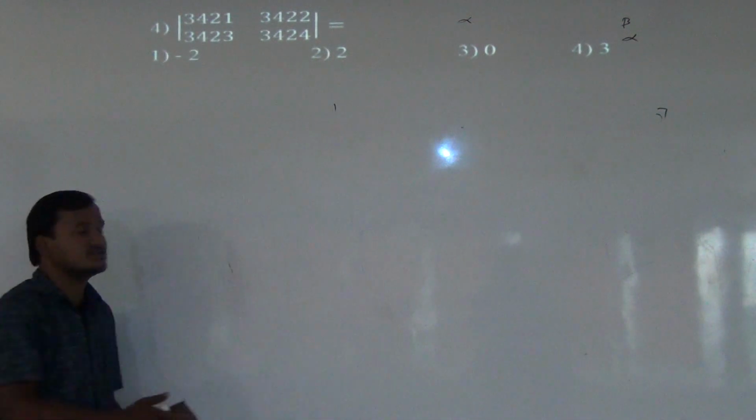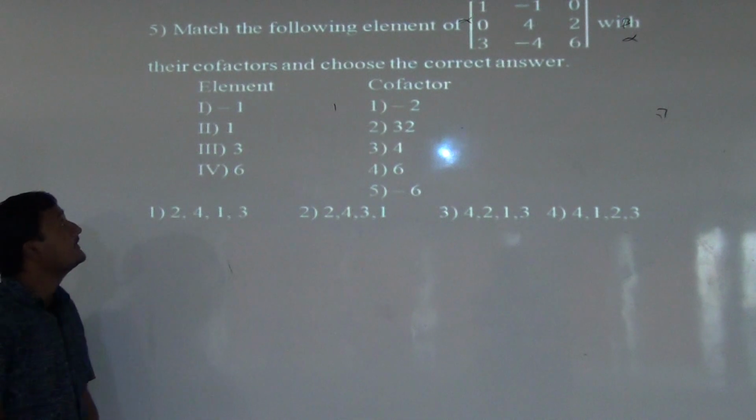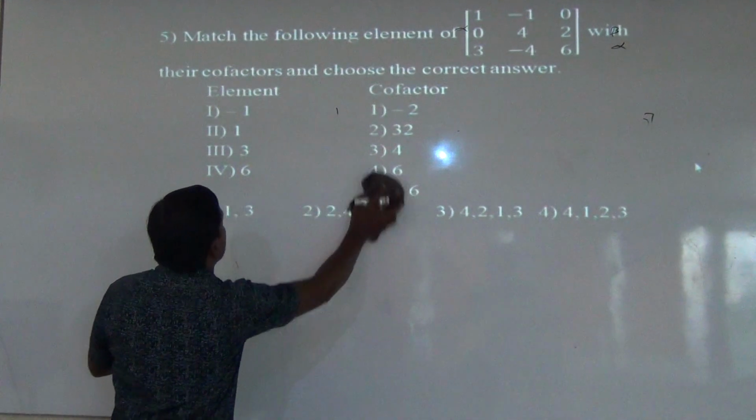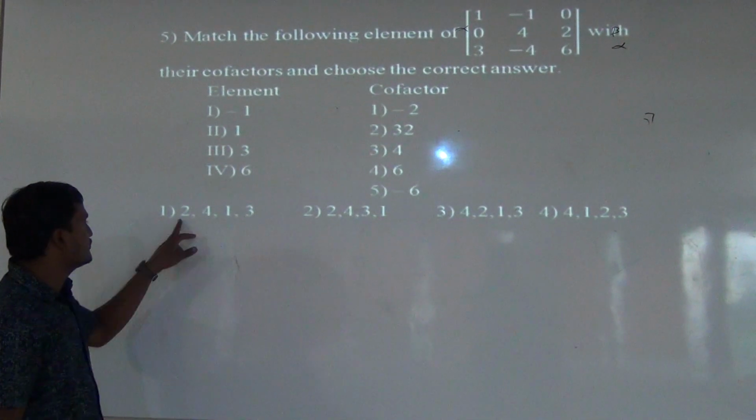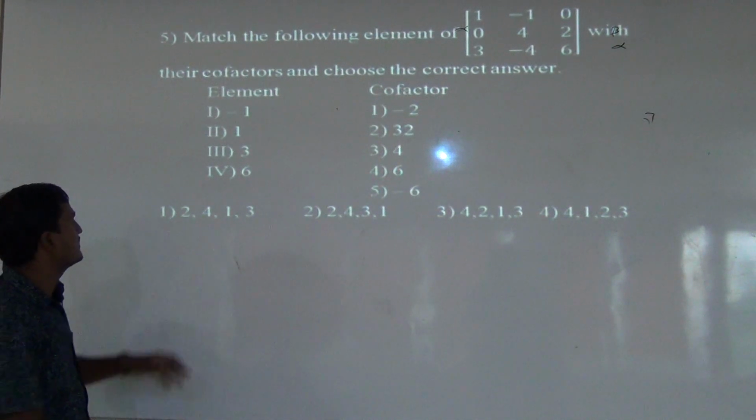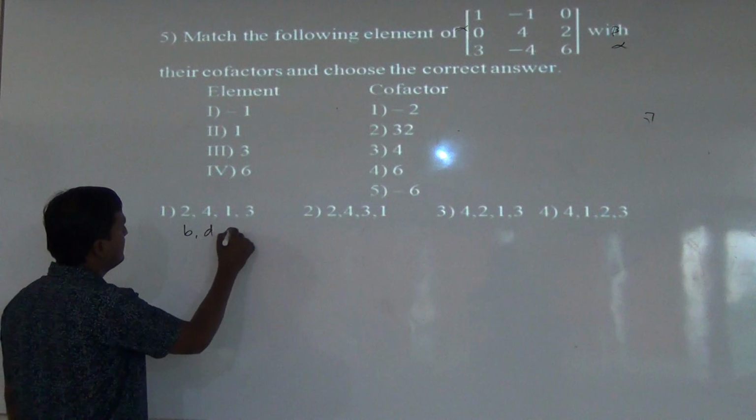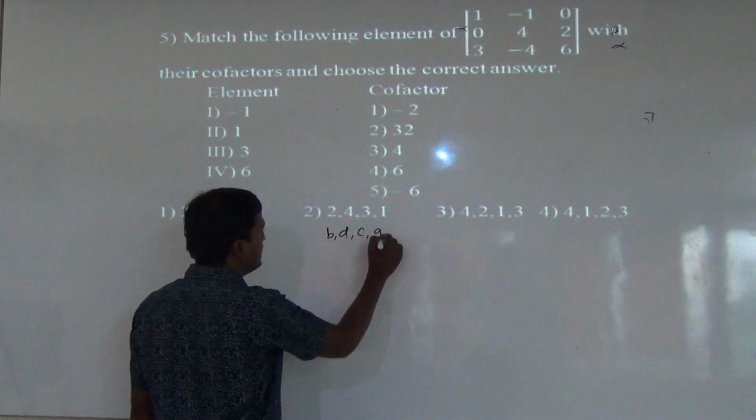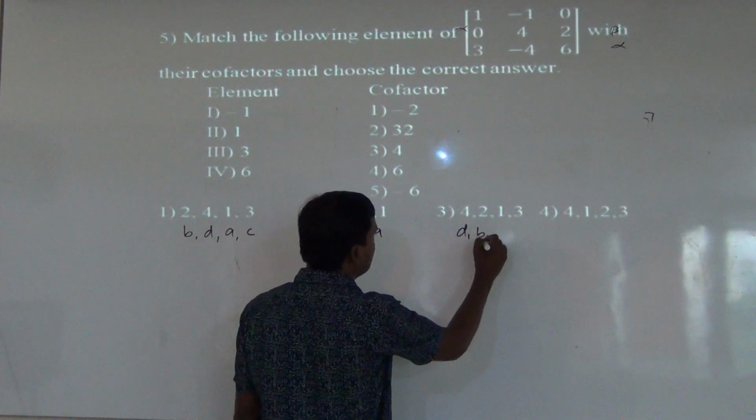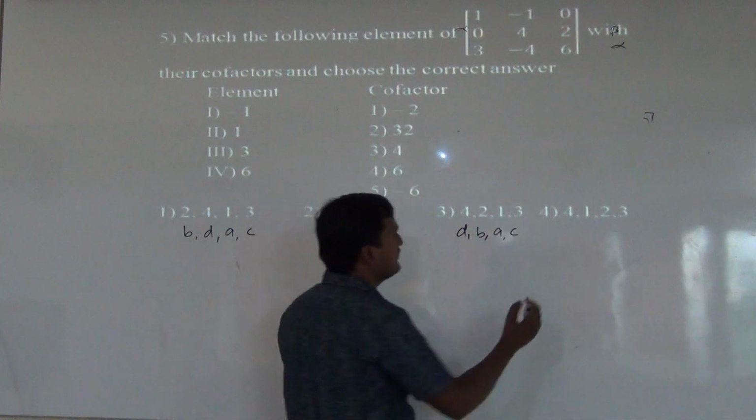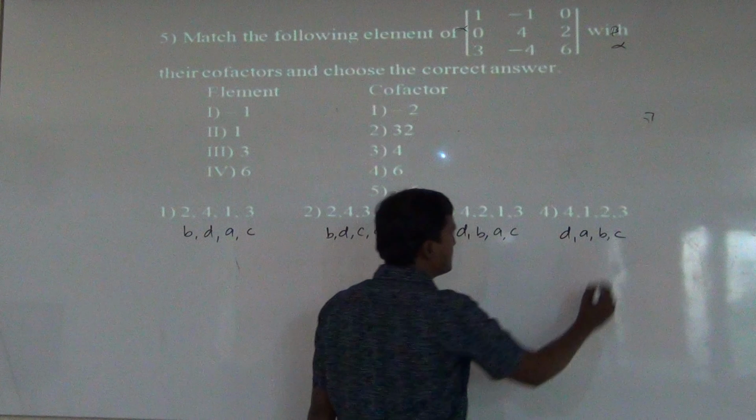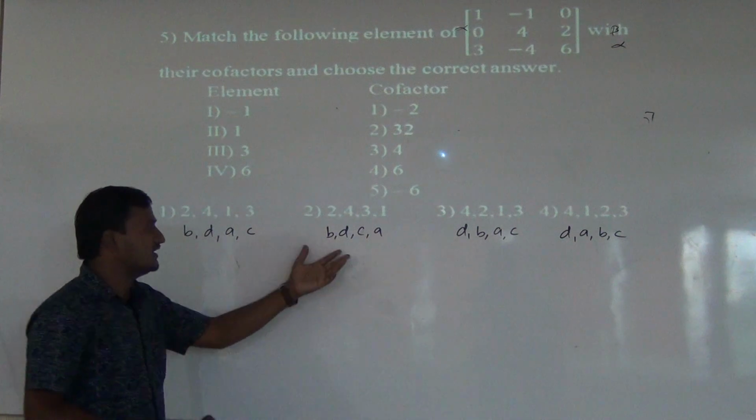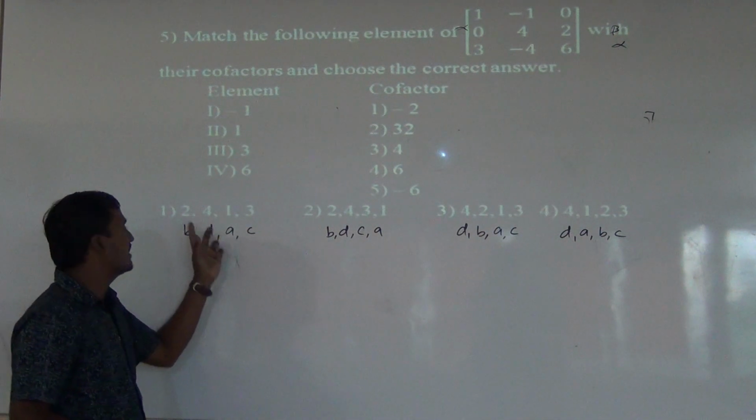So the next question is this one, right? Okay, the next one. So here in this question, 2 4 1 3 is there, so it is in this form. Here it is B, D, A, C, and here it is B, D, C, A. What about this one? D, B, A, C. And similarly here it is D, A, B, C. So in your material they have given the options like this. I have taken numbers instead of the letters.